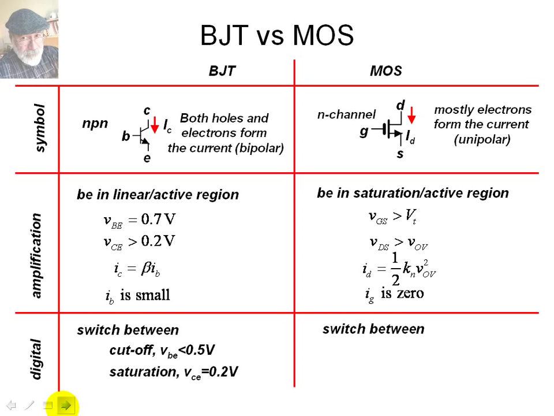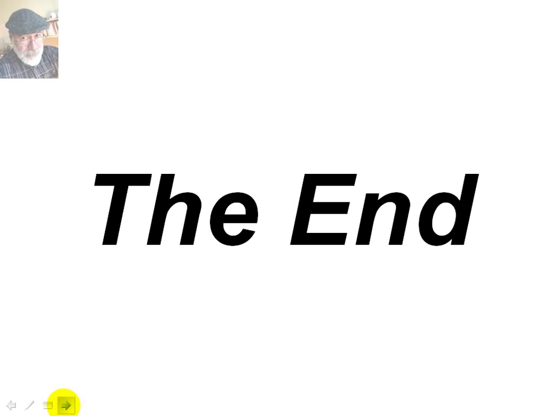The MOSFET switches between cutoff, in which VGS is below the threshold voltage, and triode, in which VDS is below the overdrive voltage. And that, my friends, is all.